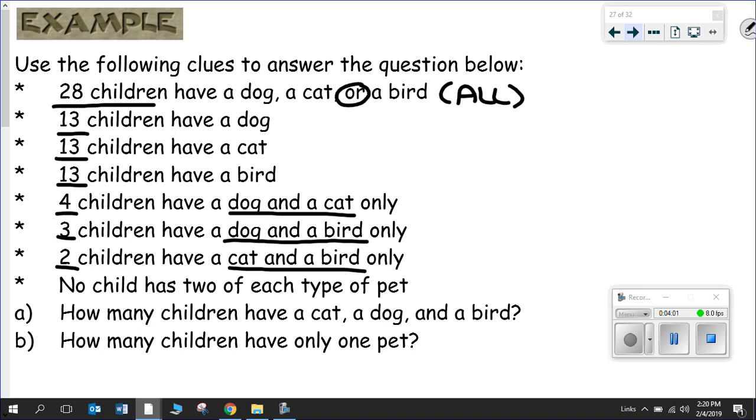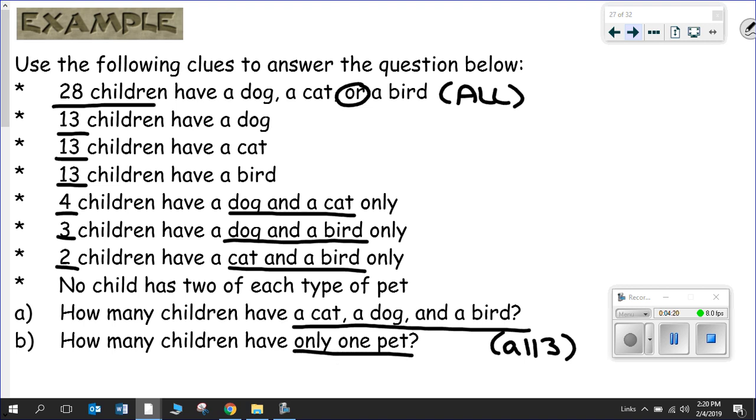No child has 2 of each type, so there's not any kid that has 2 dogs or 2 birds or 2 cats or something like that. So we need to figure out how many have a cat and a dog and a bird. Basically, that means that they have all 3. And then how many children have only 1.